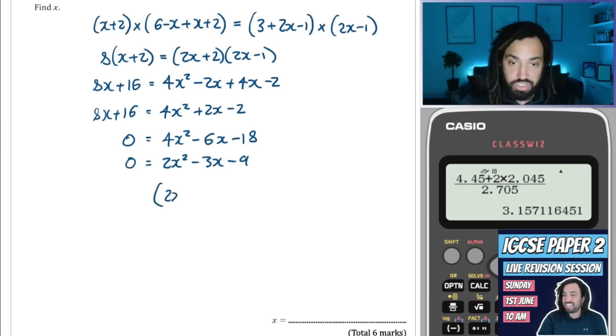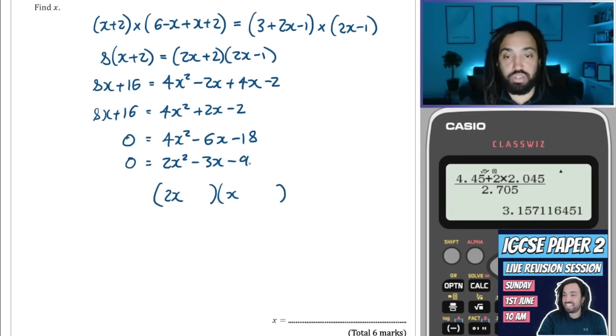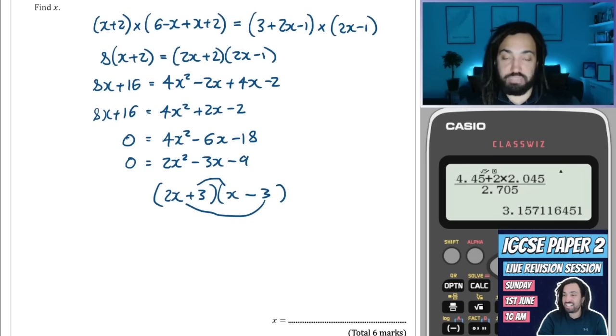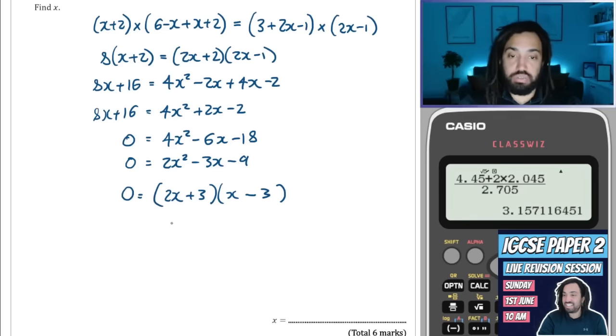Okay, so a 2x one, normally I'm just going to do it by inspection because it's definitely going to be a 2x and an x. And they've got to times to make minus 9, so it's probably going to be 3 and 3. So if I put a minus 3 over here, that's going to give us minus 6. If I put a plus 3 here, that will give us plus 3, and minus 3 plus 3 is minus 3, which is exactly what we need. And they times to make minus 9, so that is good. So x here is equal to minus 3 over 2, and x here is equal to 3.